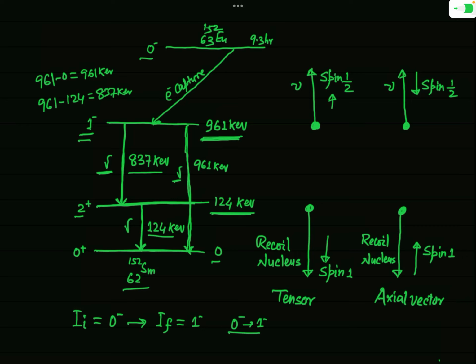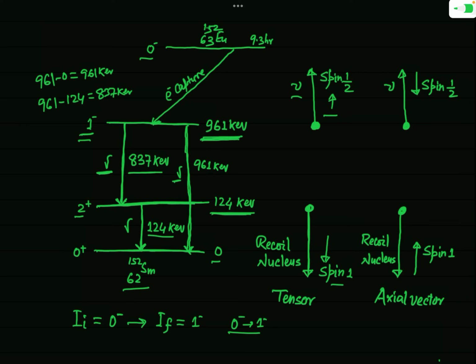the 961 keV Sm* state, as I have shown in this figure. You can see this is the emitted neutrino, and its spin is 1/2, and I have shown the direction of this spin in upward direction, and this is your recoiling nucleus, which is moving in the opposite direction of this neutrino, that is, it is moving in downward direction, and its spin is also downward, and that spin is equal to 1.